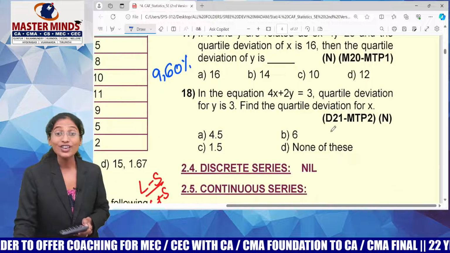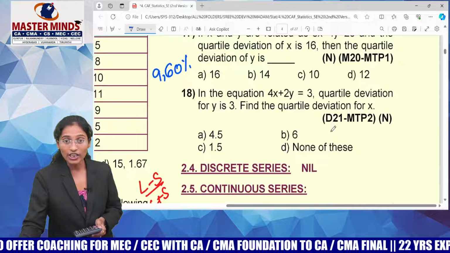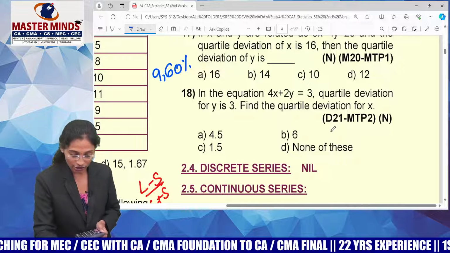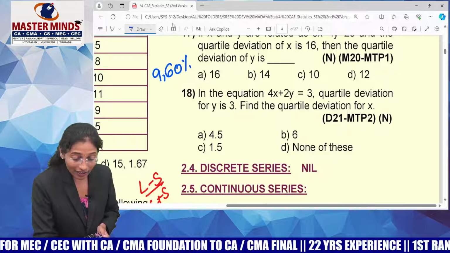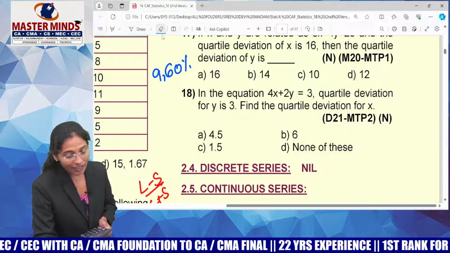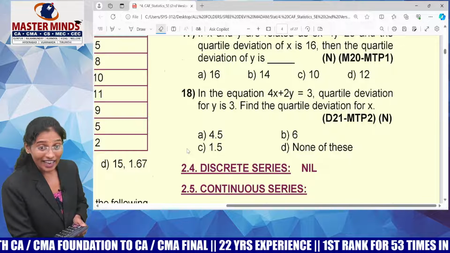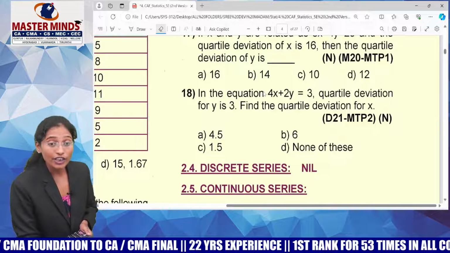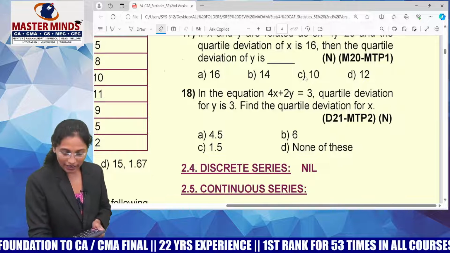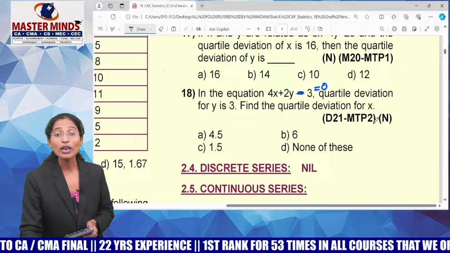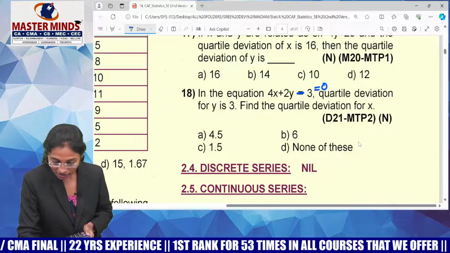In the equation 4x plus 2y equal to 3, the quartile deviation for y is 3. Then find the quartile deviation of x. Guys, let me tell you, like range, quartile deviation is also unaffected due to origin and sign. It is just affected due to scale. So, simply write 4x plus 2y minus 3 equal to 0. Now, tell me the relation between their quartile deviations.